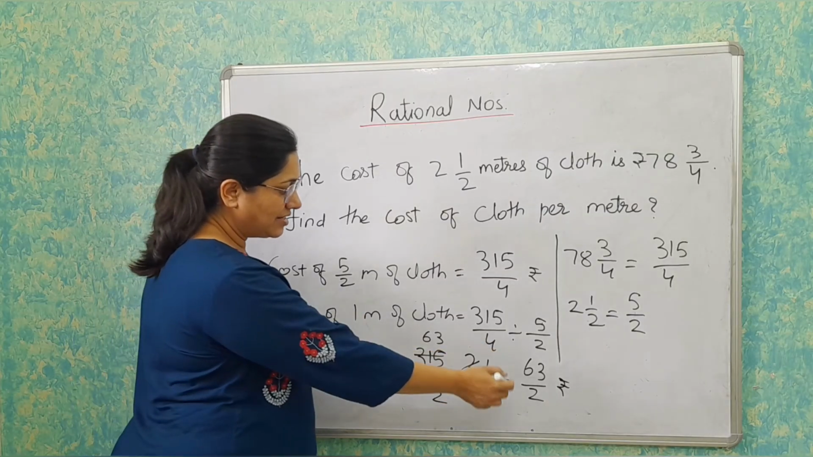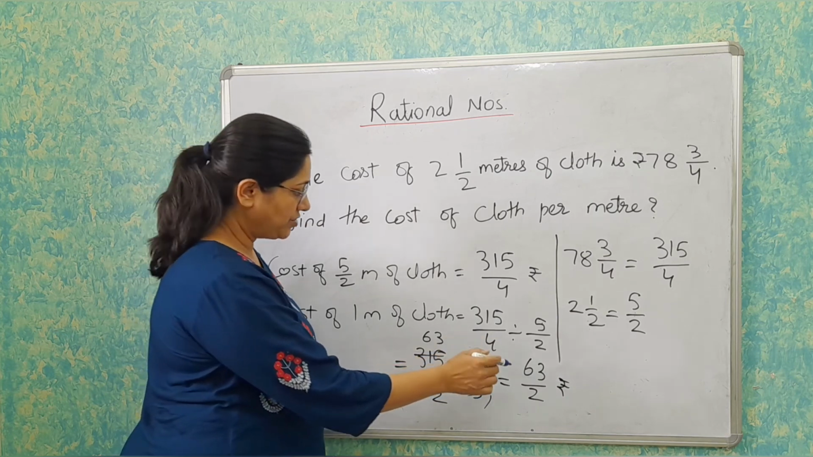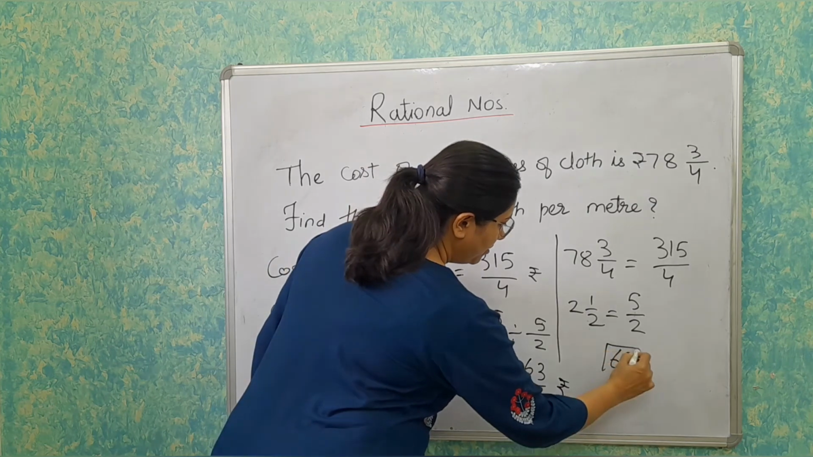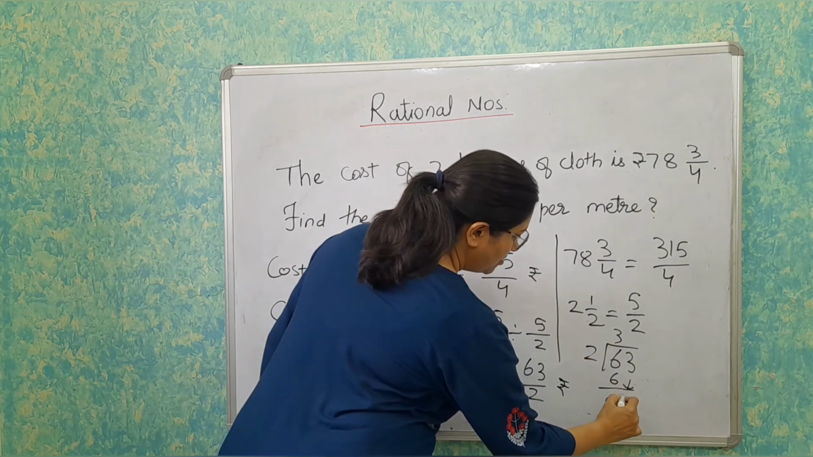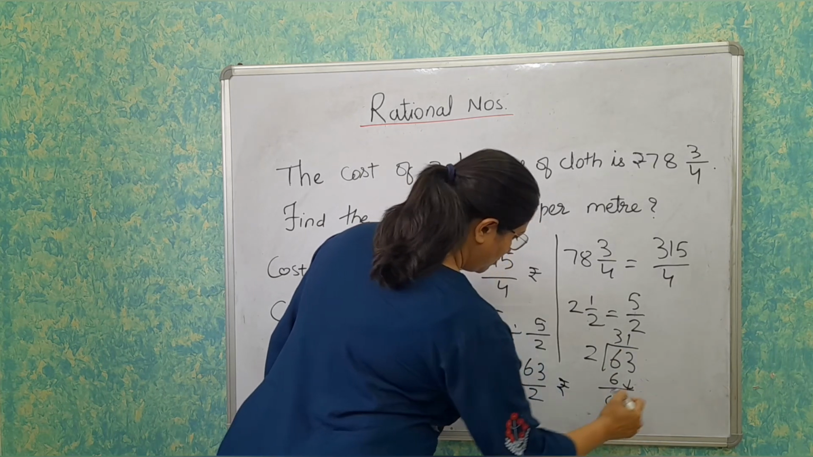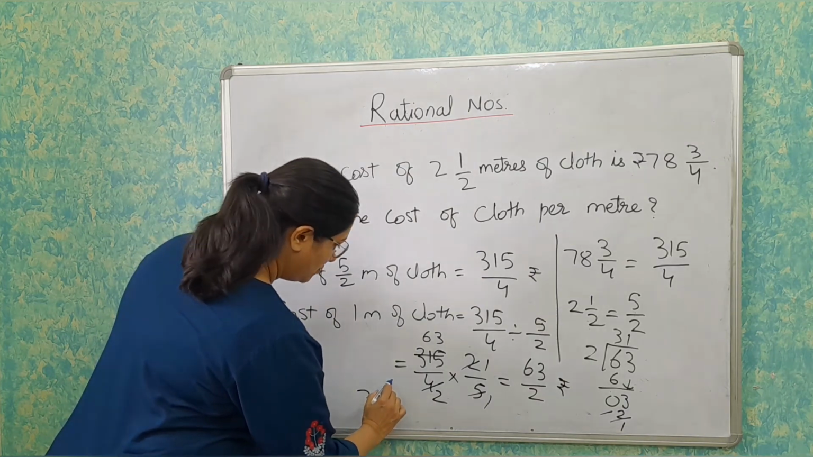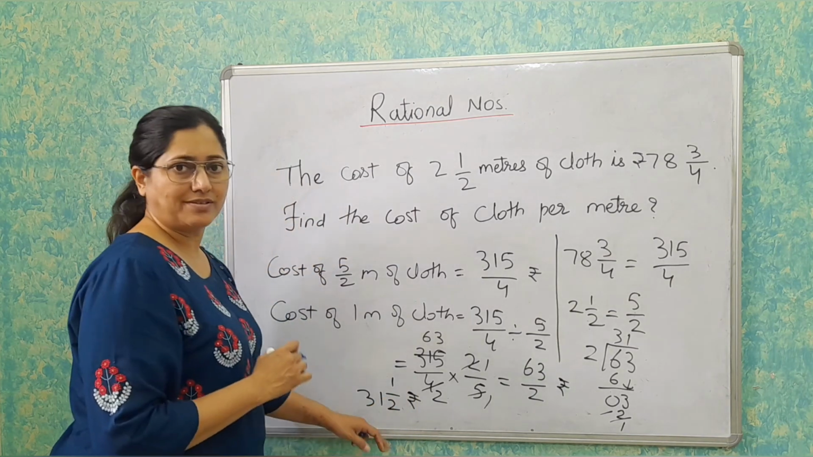But still this answer is an improper fraction, so we have to change it into a mixed fraction. So we have to divide 63 by 2. 2 threes are 6, 0, this is 3, 2 ones are 2, this is 1. So our answer is 31 1/2 and this is rupees.